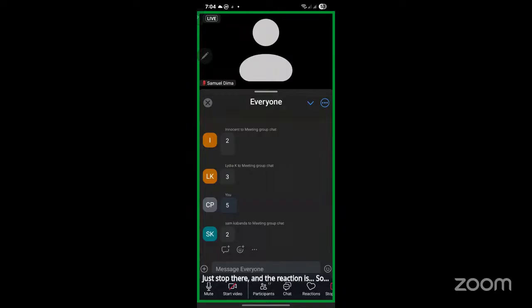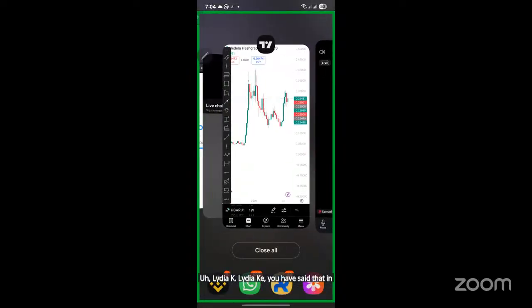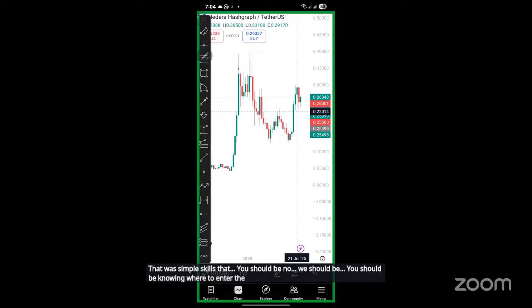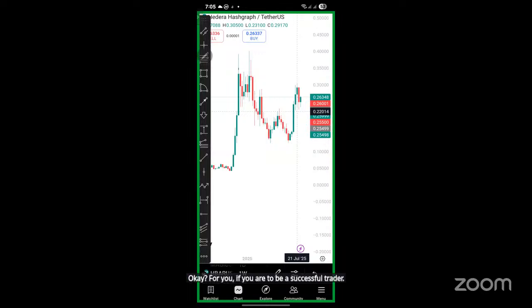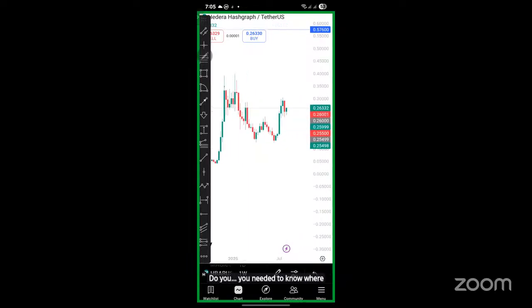Many people have understood. Lydia K, we have said that in trading, you have simple skills that you should know: where to enter the market and where to go out of the market. Okay? For you to be a successful trader, you need to know where to enter the market and where to exit.